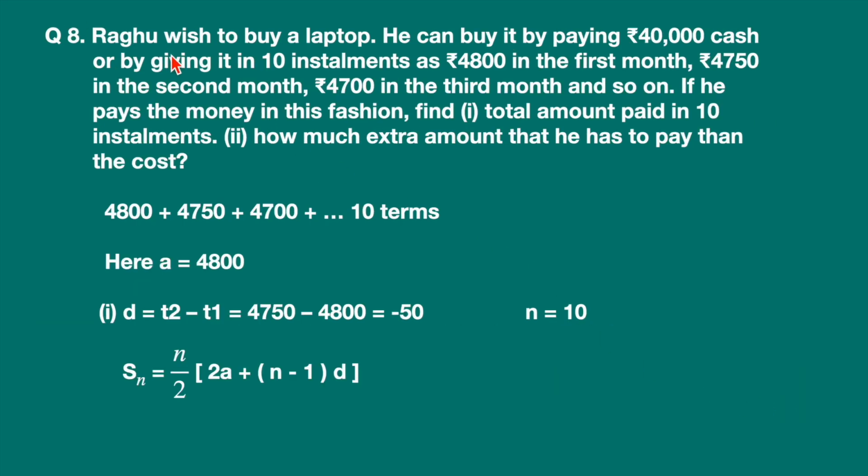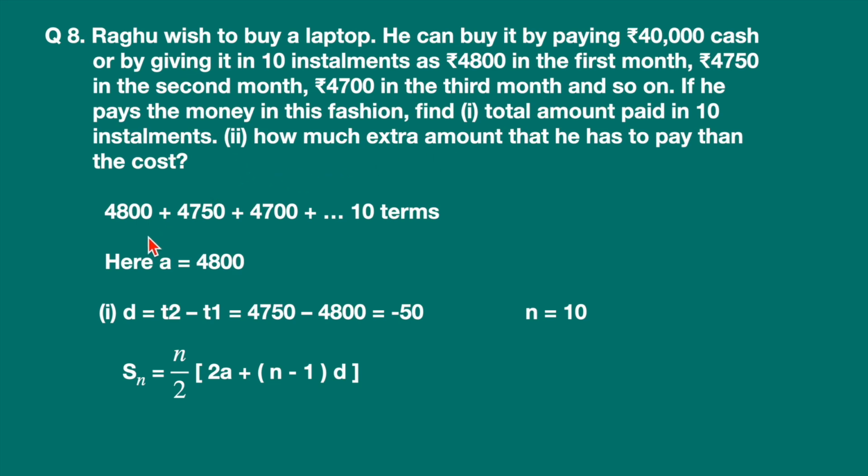Question 8. Raghu wishes to buy a laptop. He can buy it by paying 40,000 cash or by giving it in 10 installments: 4,800 in the first month, 4,750 in the second month, 4,700 in the third month, and so on. If he pays the money in this fashion, find the total amount paid in 10 installments and how much extra amount he has to pay than the cost.